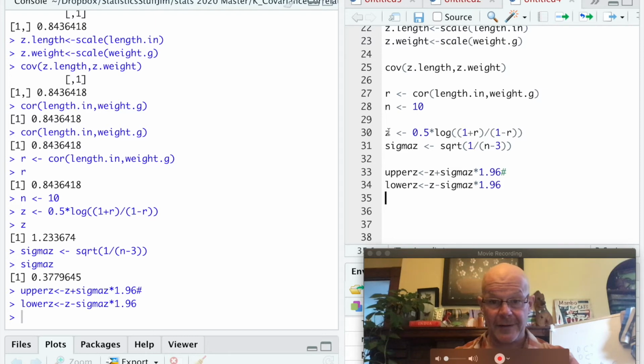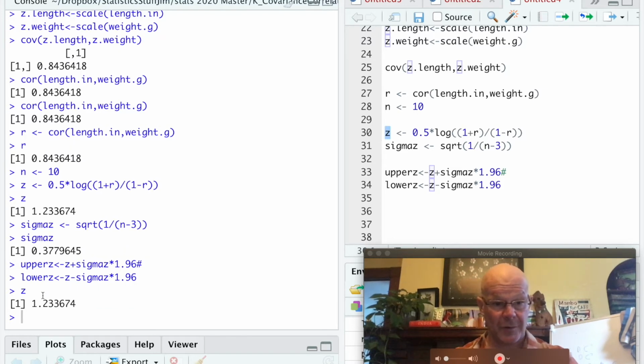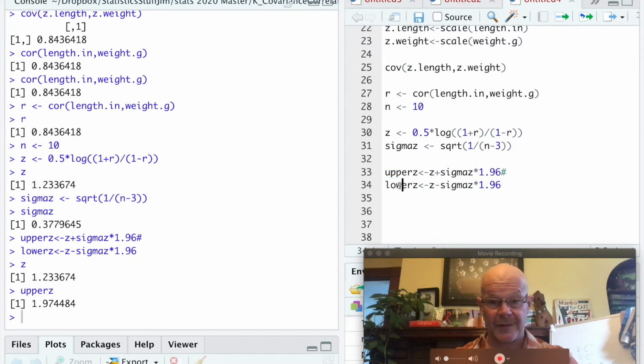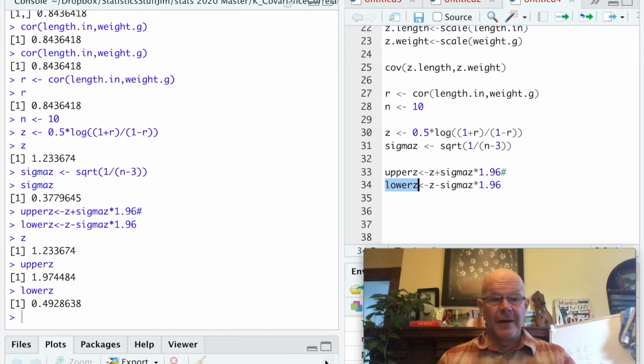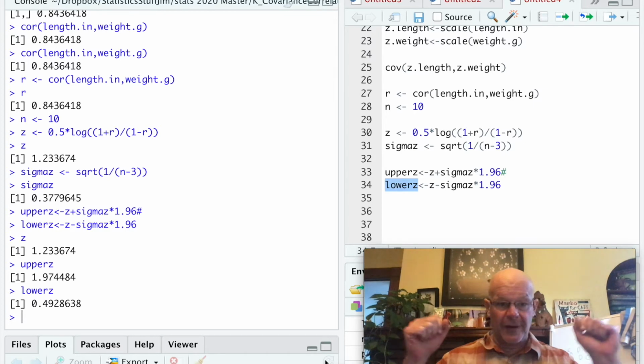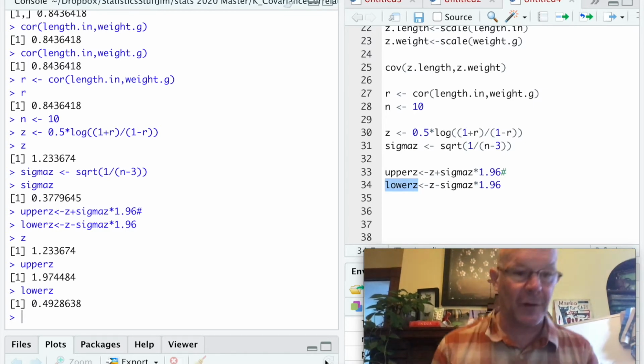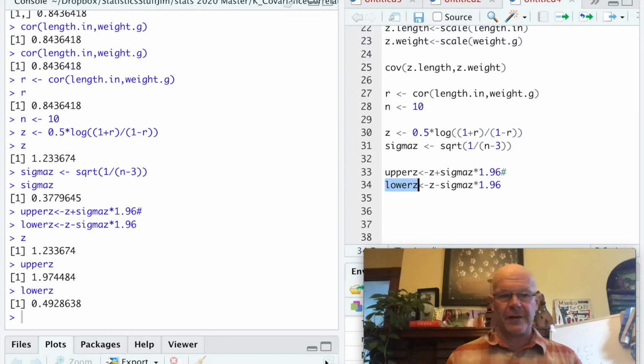So I have an upper and I have a lower. And so again, here's my z, which is 1.233674, and then I have an upper limit and I have a lower limit. That upper and lower limit are nice and symmetrical around the central part here, which is our Fisher's r to z. And so now we have these values, and we feel good about these values. We have done the 95% confidence interval around our z-transformed stuff, but we don't want to talk about it in z. I want to talk about it in r, darn it.